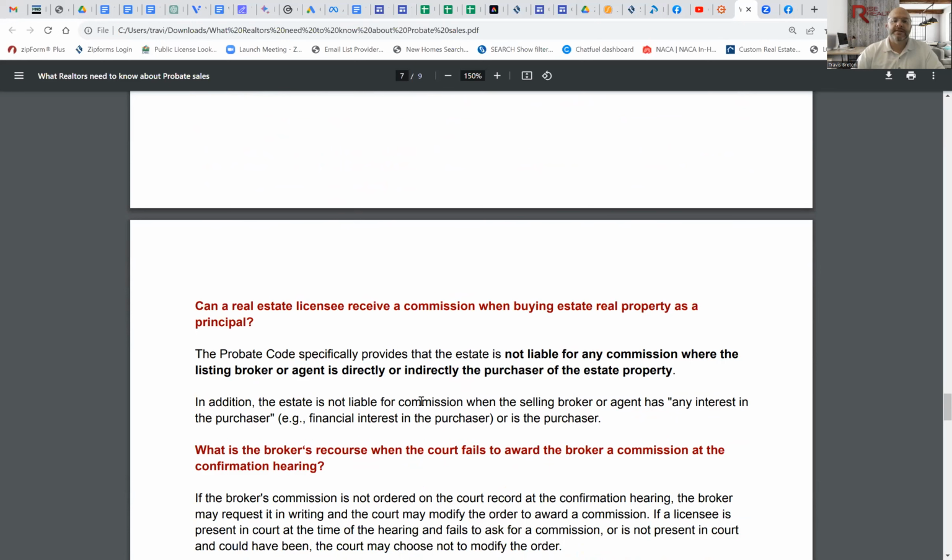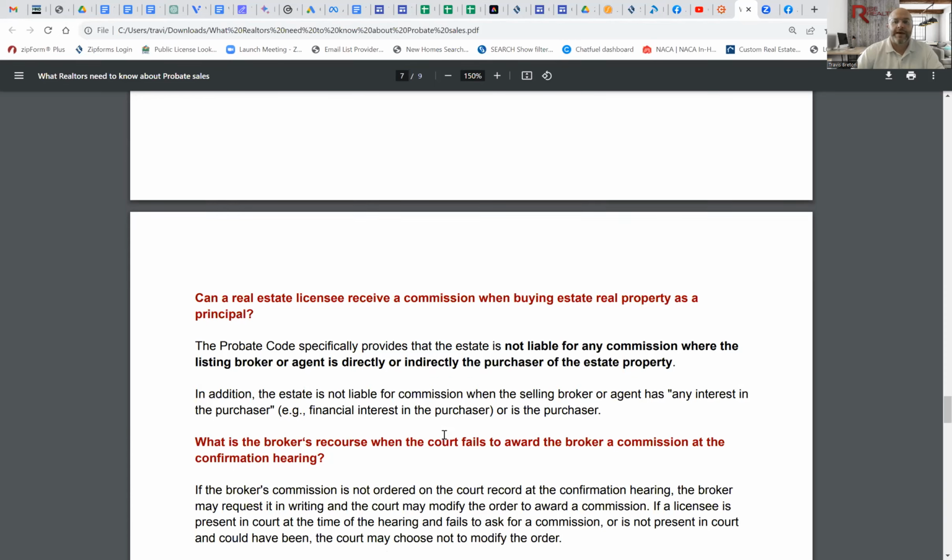Can a real estate licensee receive a commission when buying estate real property as a principal? So can you buy this property in probate? Probate court specifically provides that the estate is not liable for any commission where the listing broker or agent is directly or indirectly the purchaser of the estate. In addition, the estate is not liable for commission when the selling broker or agent has any interest in the purchaser, so financial interest in the purchaser, or is the purchaser. So you might not earn a commission if you're going to be buying the property in probate as a licensee.